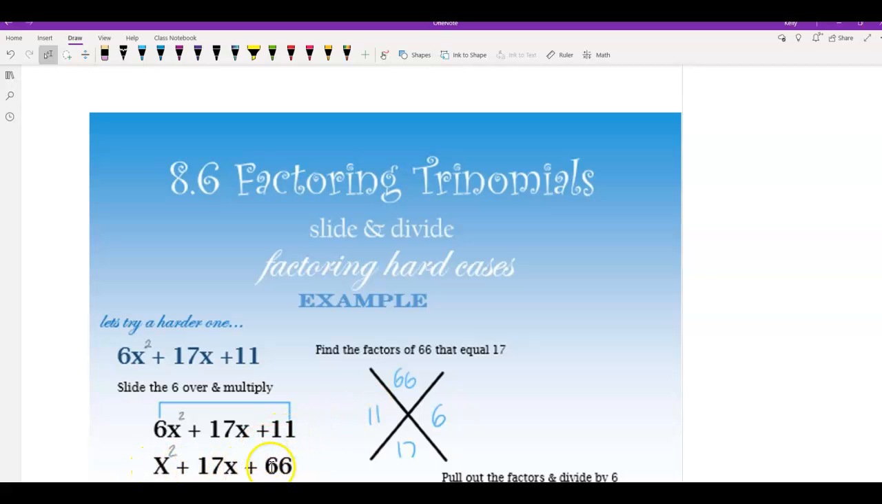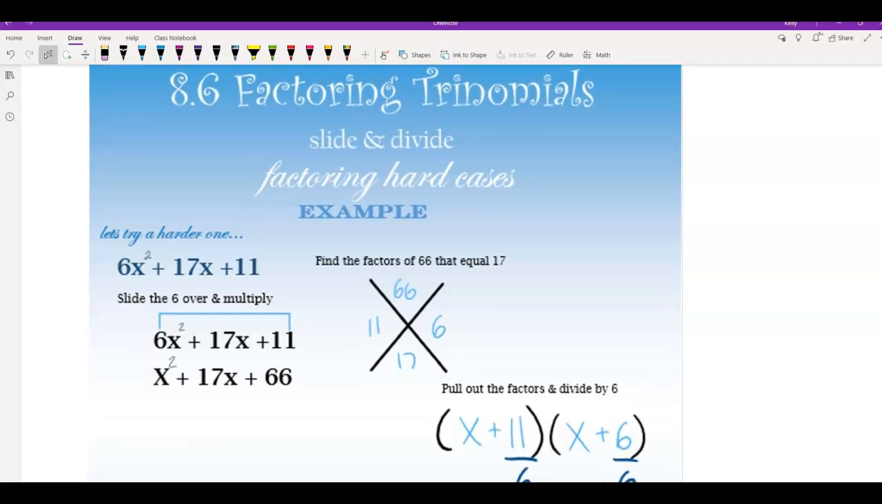Then I have to figure out, what two numbers multiply to 66 and add to 17? Well, we're in luck. It's 6 times 11, because that's what we just used. So we're going to factor that into x plus 11, x plus 6. Remember, you can put them in the other order if you want.